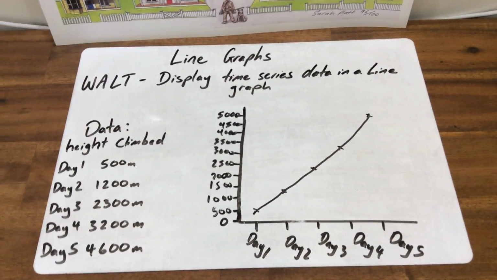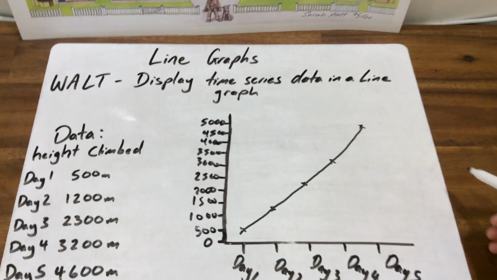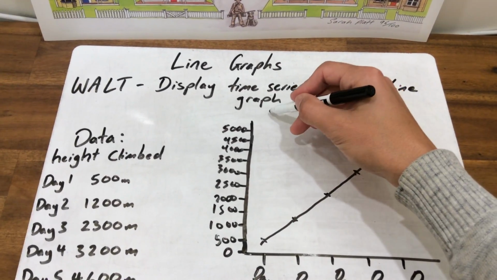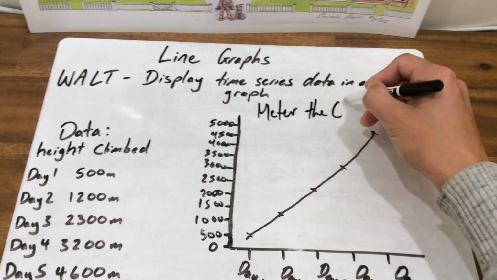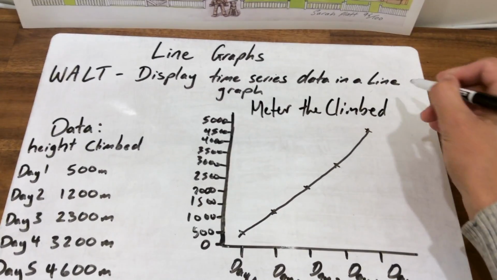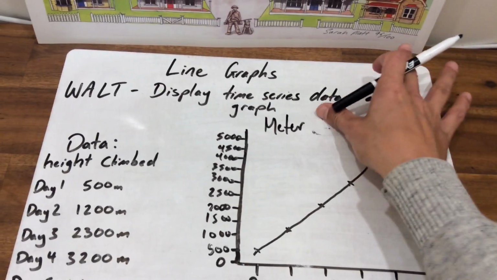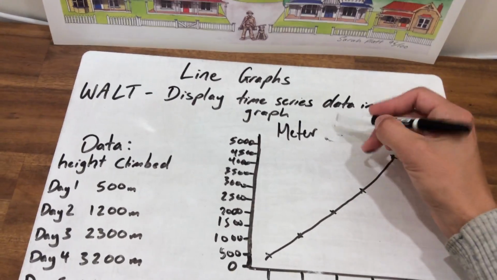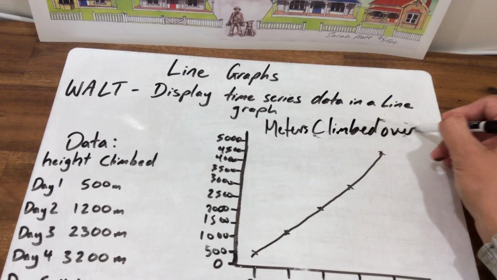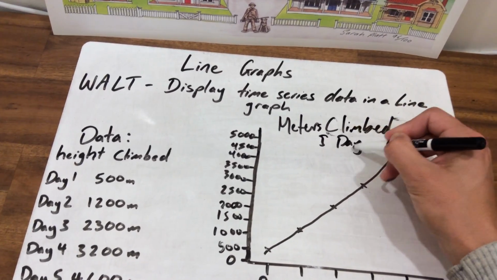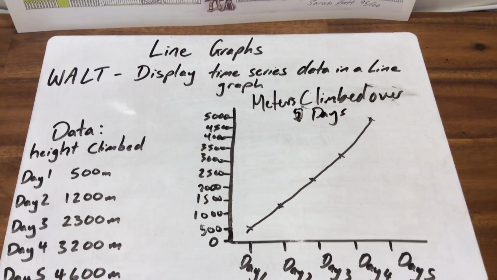I've got to put labels on. So I've got to label the actual graph. The title is: meters climbed over 5 days. Meters climbed over 5 days. There we go. Meters climbed over 5 days.